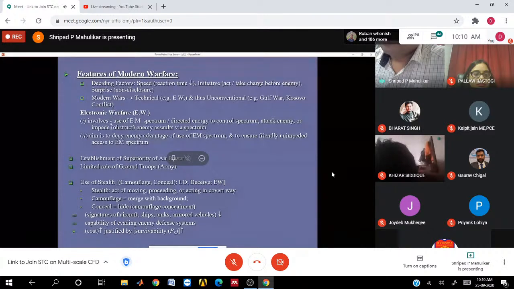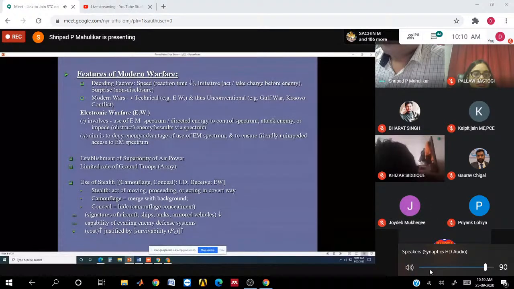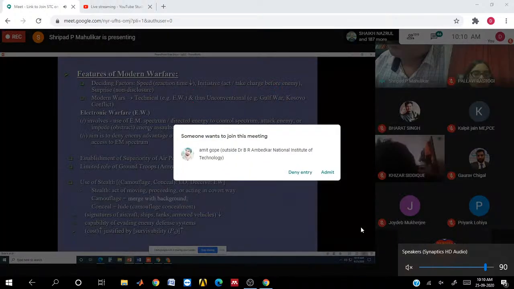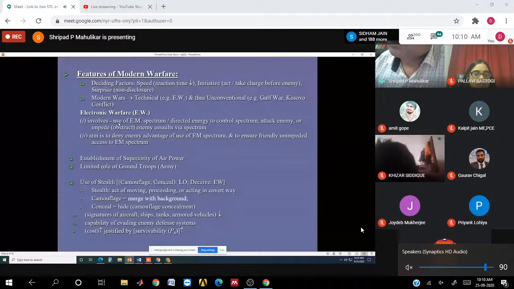Electronic warfare involves the use of the electromagnetic spectrum or directed energy of the electromagnetic spectrum to control the spectrum on both sides, to attack the opposite side, or to obstruct the opposite side's assaults using the electromagnetic spectrum. This is what electronic warfare involves.